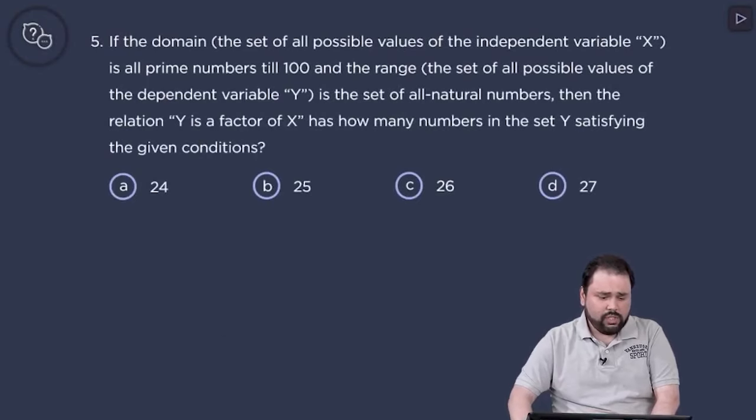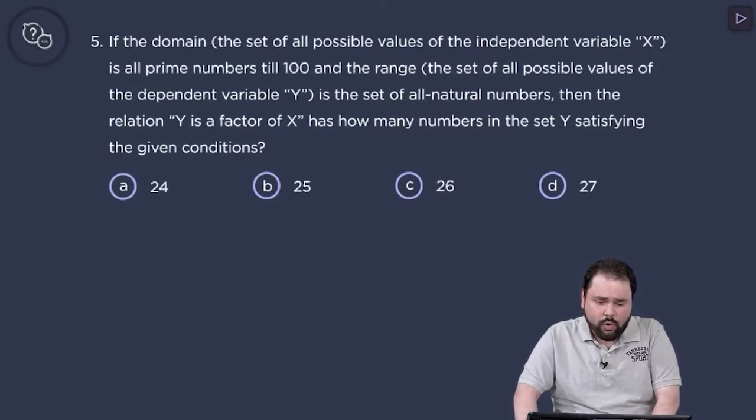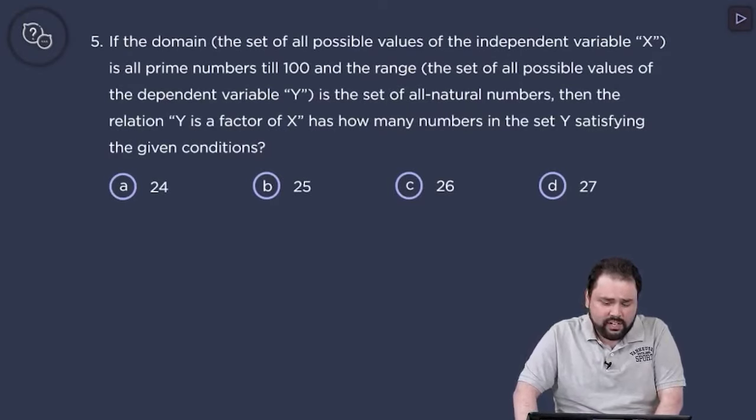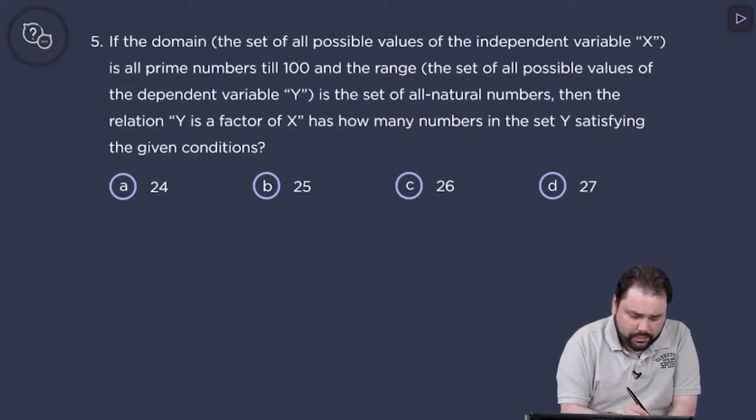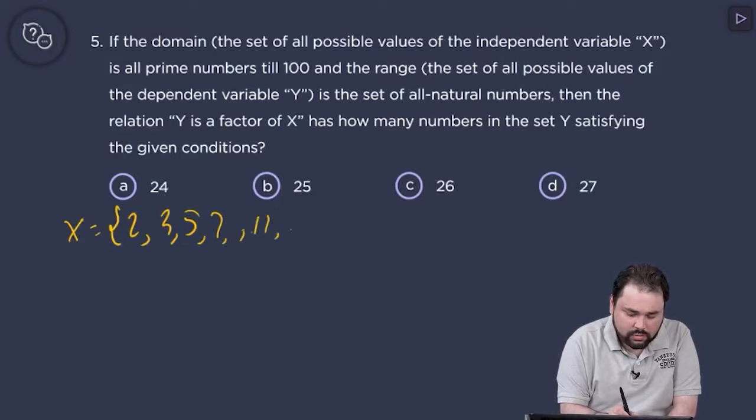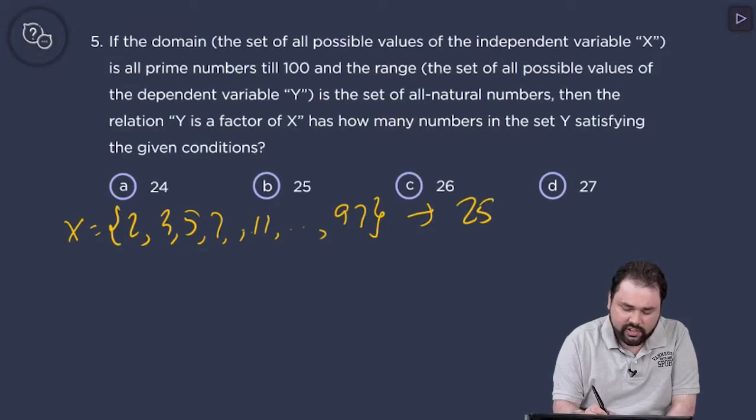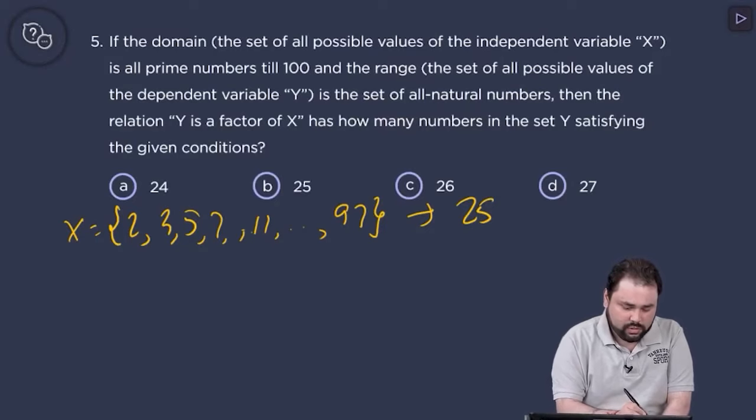Okay. Now changing back to yellow. If the domain, that is the set of all possible values of the independent variable x, is all prime numbers till 100: 2, 3, 5, 7, 11, so on and so forth, last 97. How many? We know there are 25 prime numbers below 100, so this is done.